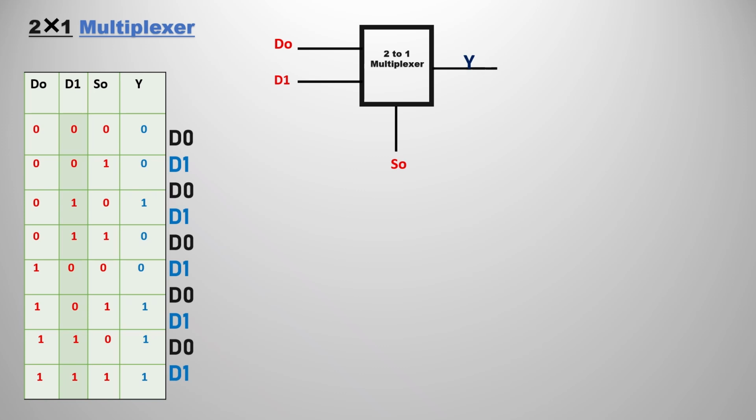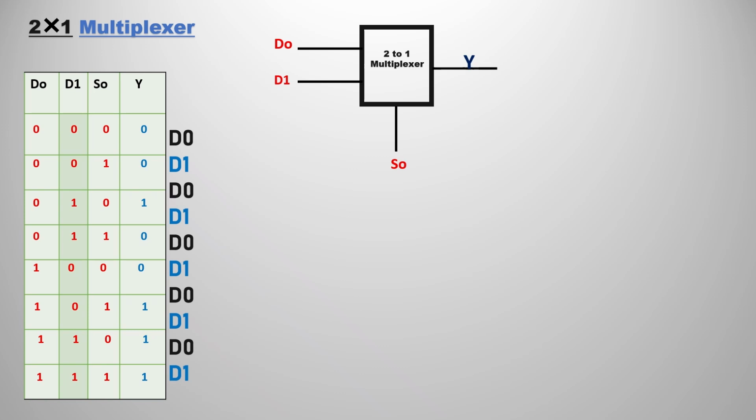So in the first case, 0 0, don't look at the inputs, just look at S0. S0 is 0, so the output would be D0. Check what D0 is, that is 0. In the next one, S0 is 1, so 1 means you have to select D1. What is D1? That is 0, so the output would be 0. If you take the last case, 1 1 1, S0 is 1, so we select the output as D1. What is D1? That is 1. You will get more clarification in the 4x1 multiplexer. This is just for understanding purposes.